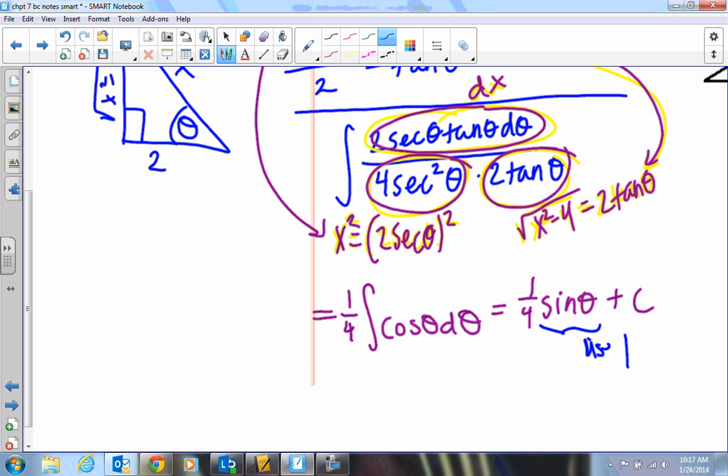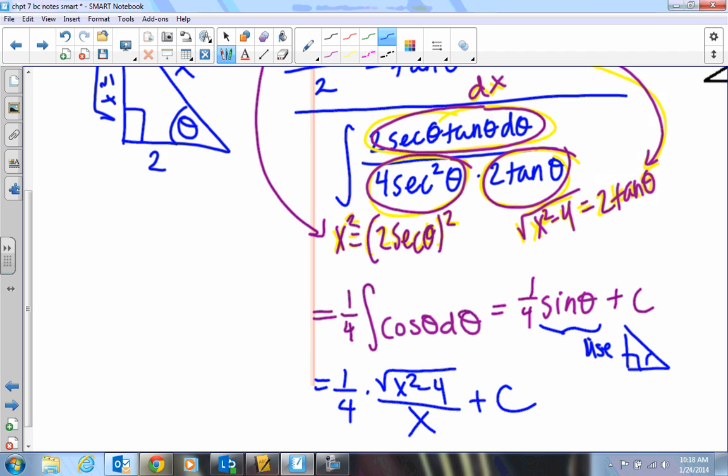Use the right triangle. What is sine theta going to be equivalent to? Radical x squared minus 1. Radical x squared minus 4 over x.